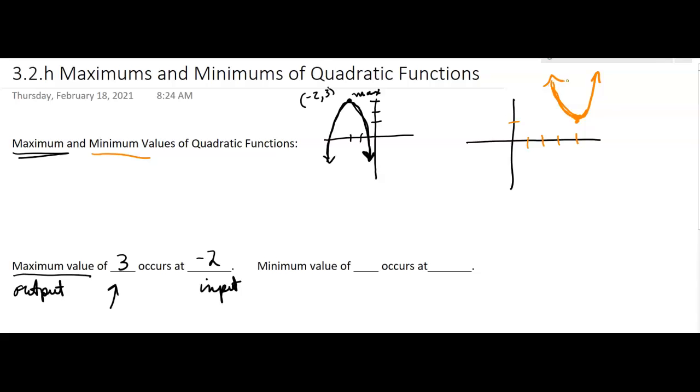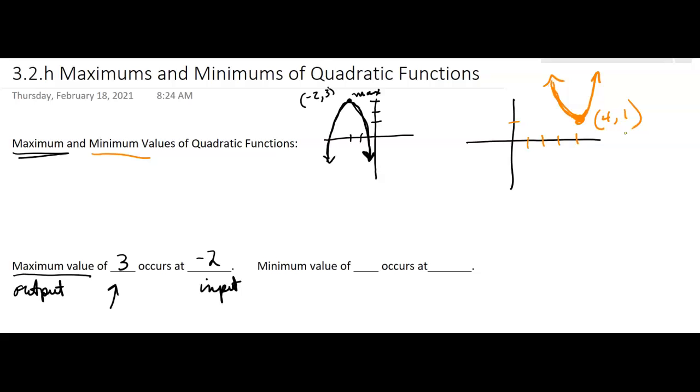It's a right side up parabola, okay? But we have a low point here. And I'm telling you that point is 4, 1. So we have not a maximum this time, but we have a minimum. Now for quadratic functions, you either get a maximum or a minimum. You don't get both. Okay, so this one has a minimum.